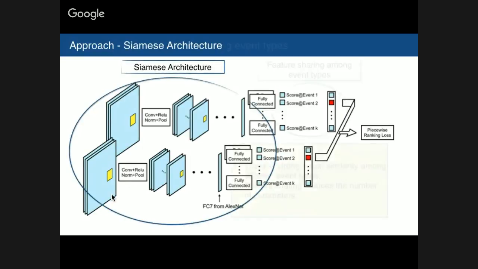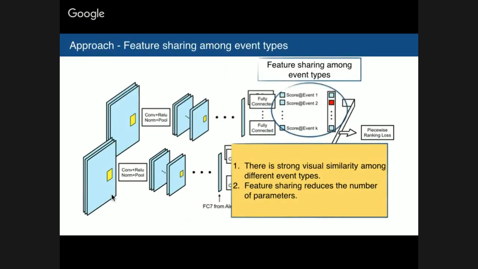This is the Siamese architecture. The second property is that we have feature sharing among the 23 event types, and this is illustrated here. Our final goal is to predict the image importance score for each of the event types separately. But here the network is trained on all the 23 event types except for the last layer, which is the score prediction layer. That layer is definitely not shared among the 23 event types. But all the feature extraction parts are shared for all the 23 event types. That means they are all jointly trained on all the data.